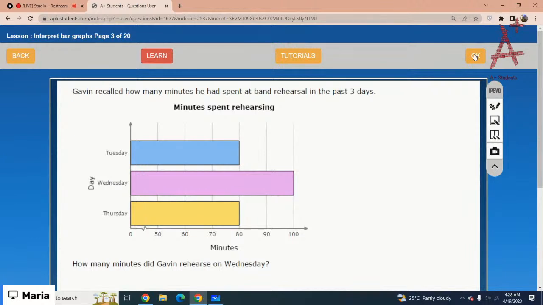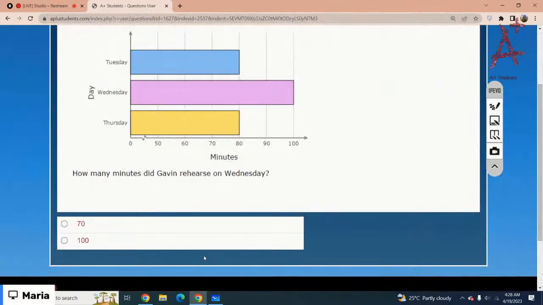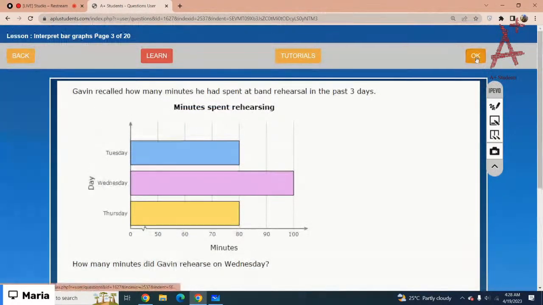How many minutes did Gavin rehearse on Wednesday? So on Wednesday, he rehearsed 100 minutes. Got it? So the correct option is 100. Just look at the minutes, it would be 100.